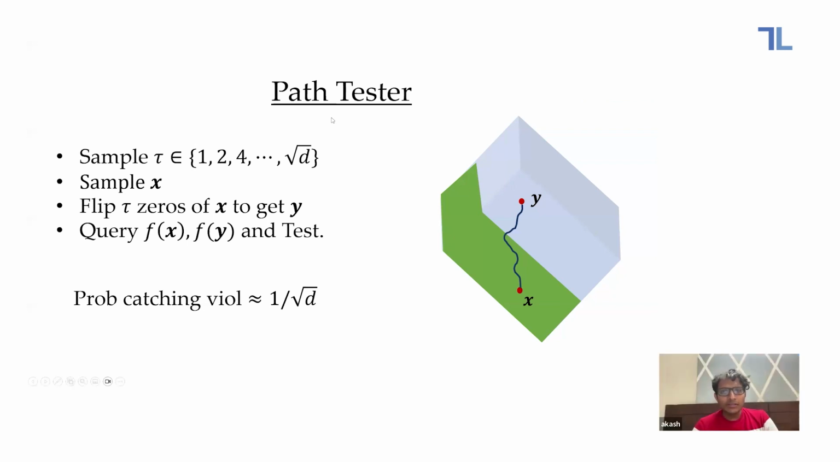There is a question: which set of zeros will be flipped? So you flip a set of random zeros. x will roughly be in the middle layer, so there will be roughly d by 2 zeros of x. You pick a subset of tau of them at random and flip them. That is equivalent to walking randomly up the cube.